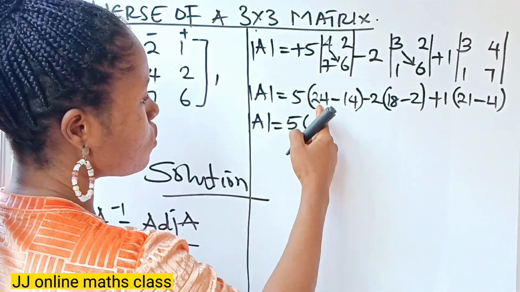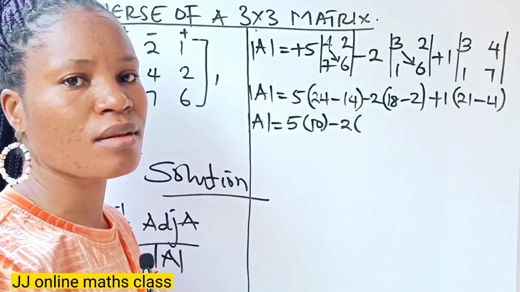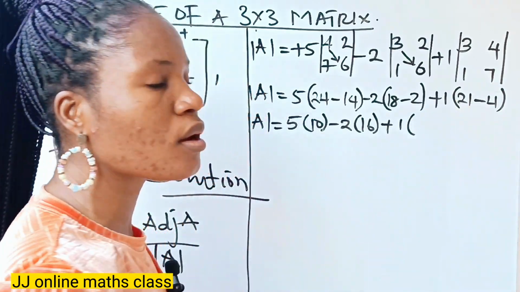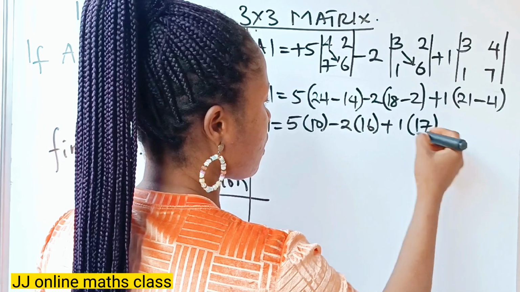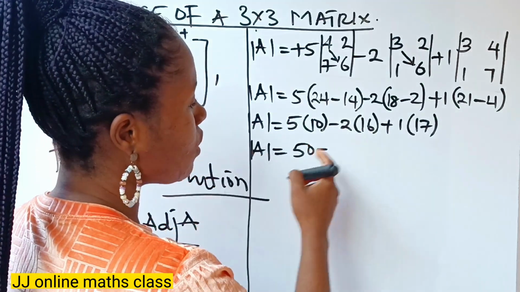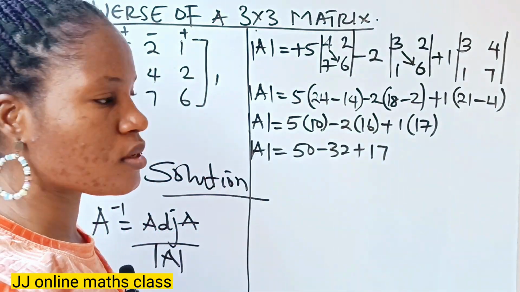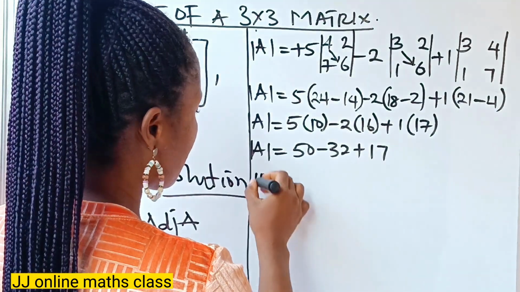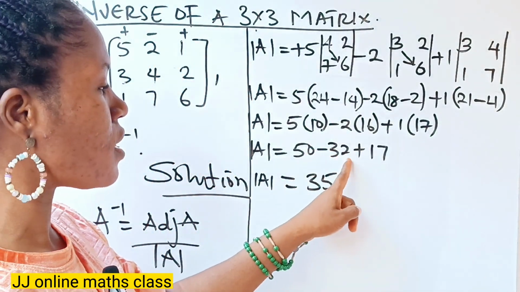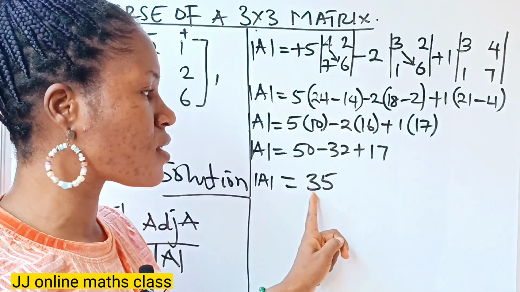So we go ahead and solve this. This is going to be 5 into 24 minus 14, which gives us 10. Minus 2 bracket 18 minus 2 gives us 16. Plus 1 bracket 21 minus 4 gives us 17. Our A determinant then is 5 times 10, which gives us 50, minus 2 times 16, which gives us 32, plus 1 times 17, which gives us 17. When we solve this, our A determinant will be equal to 35, because 50 minus 32 gives us 18, and 18 plus 17 gives us 35.